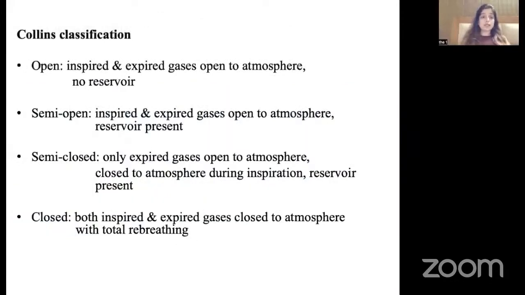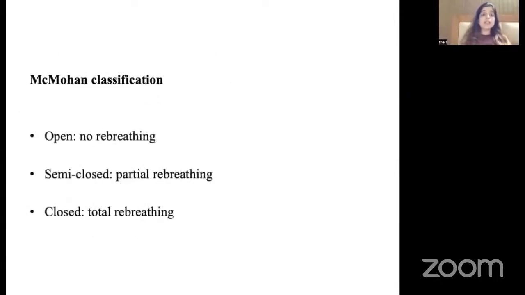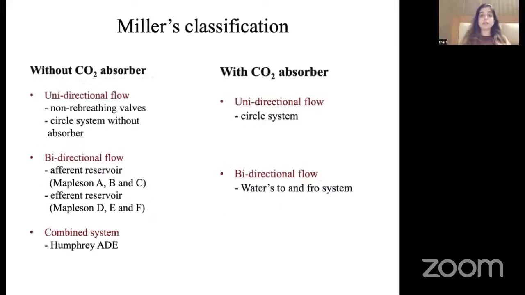Next, in the Collins classification, they divided these breathing circuits into 4 categories, that is open, semi-open, semi-closed, and closed, based on whether the inspired and expired gases are open or closed to the atmosphere, and whether the reservoir is present or absent. Then there is the McMahon classification. Depending on the rebreathing, they divided the circuits into open, where there is no rebreathing, semi-closed, where there is partial, and closed, where there is total rebreathing of the expired gases.